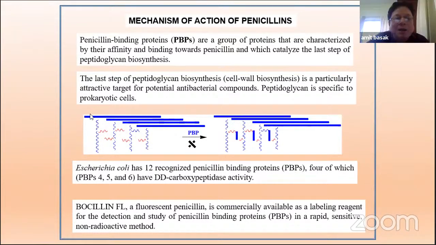Bacterial cell wall is made up of glycan units, and then there are these hanging peptides, and these peptides are being cross-linked. Okay, unless they are cross-linked, the cell wall is not very strong, and they will just burst open because the inside pressure is very high.